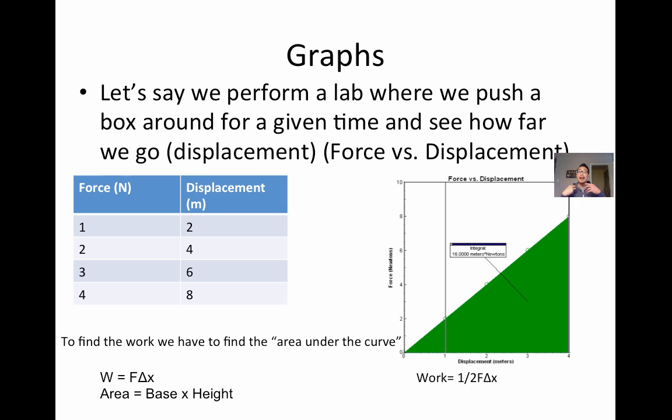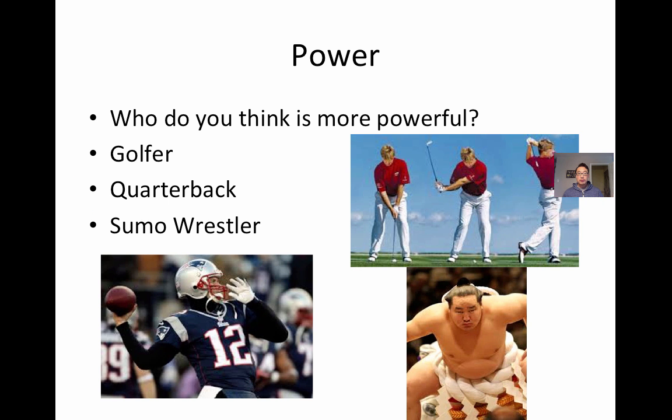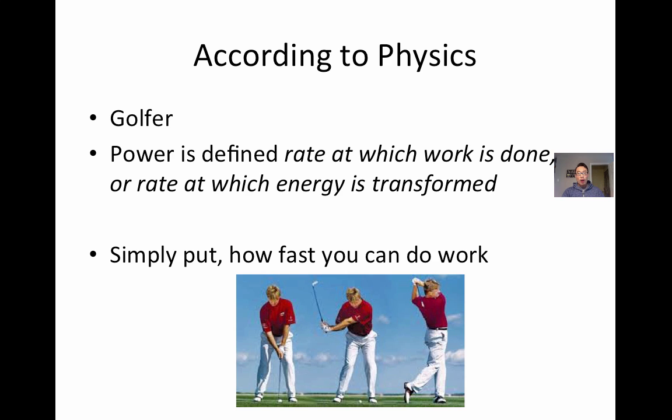Now let's talk about power. We have 3 examples here of different athletes. We have a golfer, a quarterback, and a sumo wrestler. Who do you think is the most powerful? Well, some of you might say, well, the sumo wrestler is pretty powerful. I mean, look at those big guns, right? But in terms of physics, the golfer is actually the one that's doing the most work in the shortest amount of time. That's the definition of power.